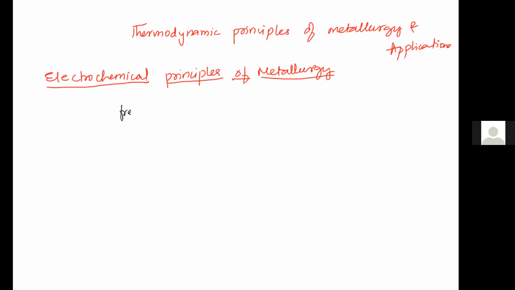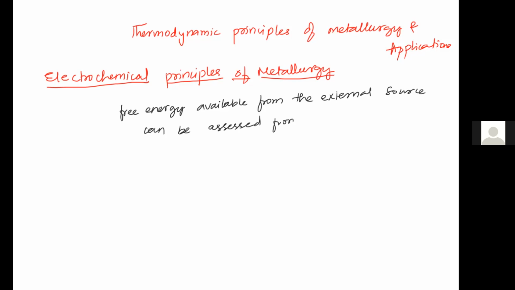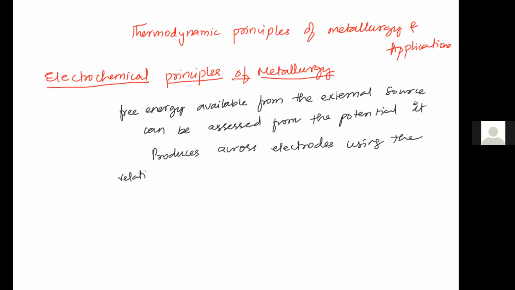See, what we are doing here is the free energy available from the external source can be assessed from the potential it produces across electrodes using this relation: delta G equals minus nFE.